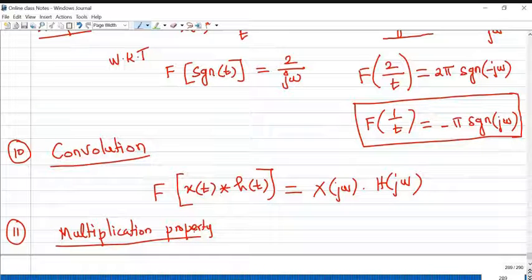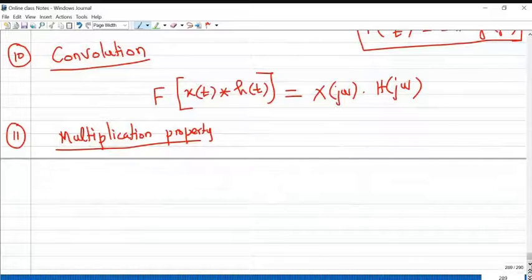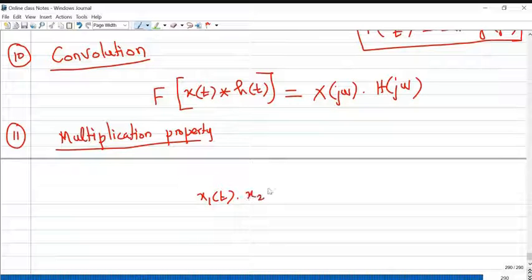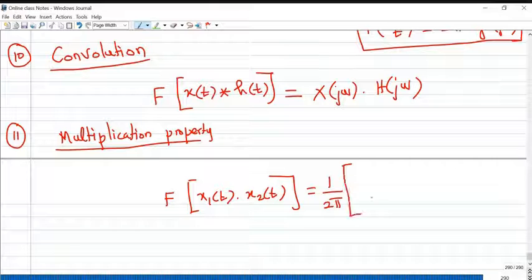We'll see the example for the convolution property surely. But before that, the multiplication property. What does the multiplication property say? For example, two signals x1 of t and x2 of t. If we find the Fourier transform of x1 of t multiplied with x2 of t, the result would be equal to 1 divided by 2 pi times the convolution of their Fourier transforms.